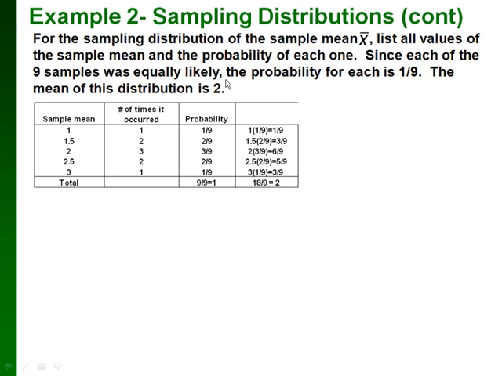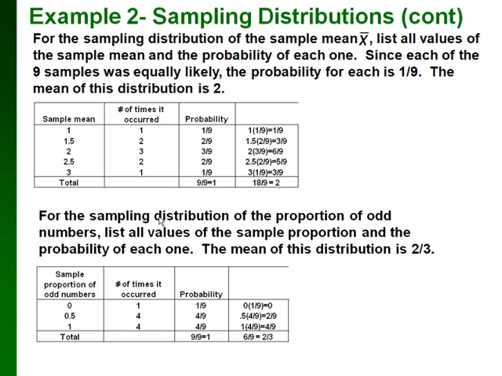Now if we think about the population mean for our original spinner, our 3 possible results were 1, 2, and 3. If we found the mean of those three, it would also be 2. The expected value for our sampling distribution and our population mean are the same value.